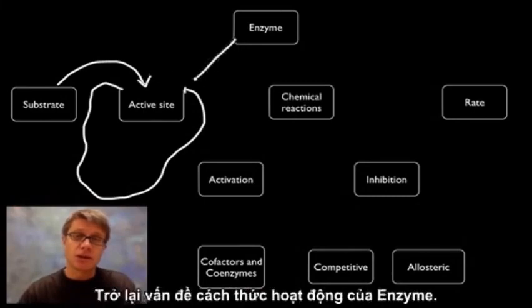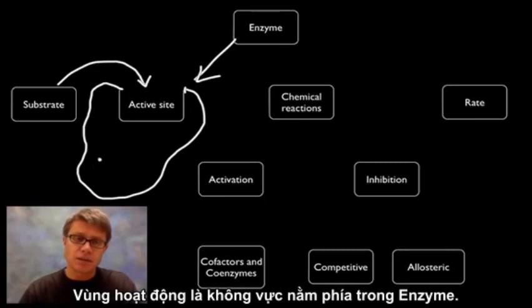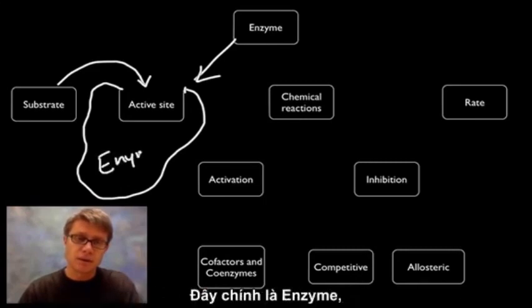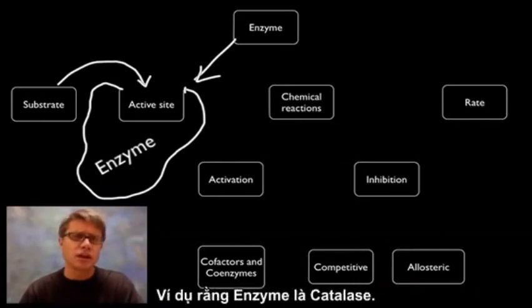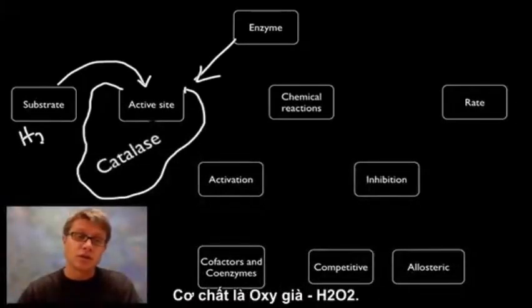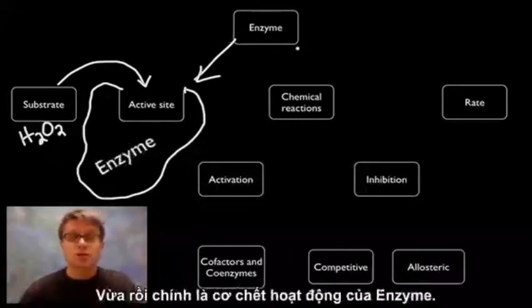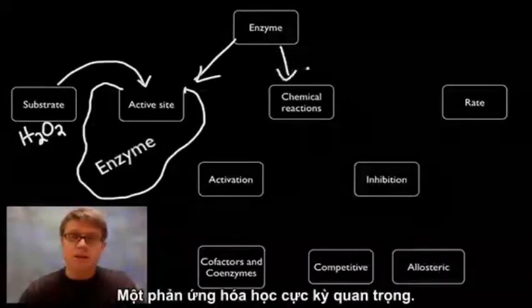And so going back to how do enzymes work, well, the active site is going to be an area within the enzyme. So this would be the enzyme here. And basically the substrate fits into it. And so what was the example we were just talking about? The enzyme was catalase. What was the substrate? Substrate is H2O2, or hydrogen peroxide. So that's how enzymes work. It basically tugs on the substrate and breaks it down. It's very important in chemical reactions.